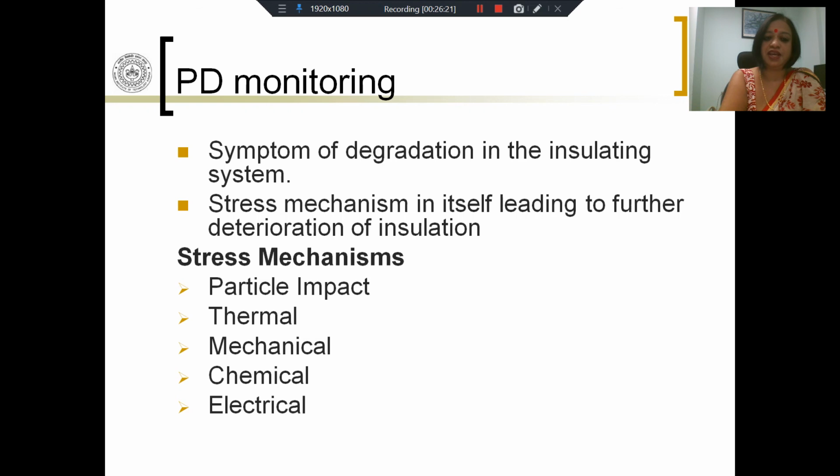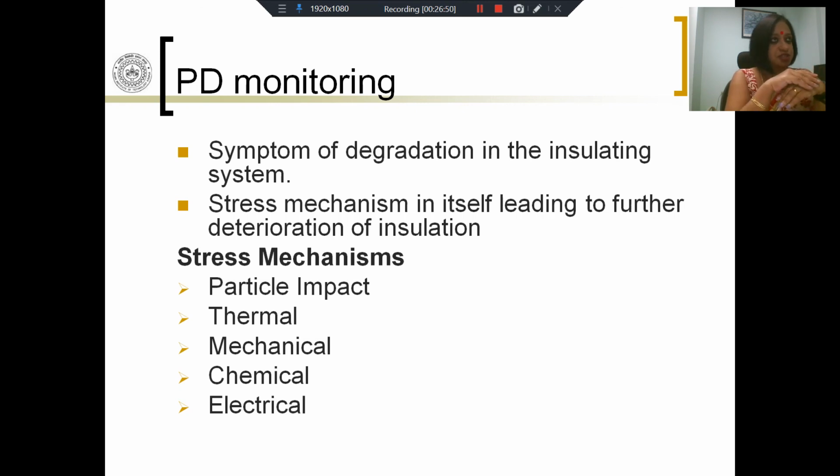Secondly, PD is also a stress mechanism in itself. So, for example, when you have fever, fever is a symptom that something is wrong. But fever is also a means of the body to fight your infection, which is all very well. But then if the fever rises to a very high degree, beyond 105 degrees or so Fahrenheit, in that case, the fever itself can be detrimental.